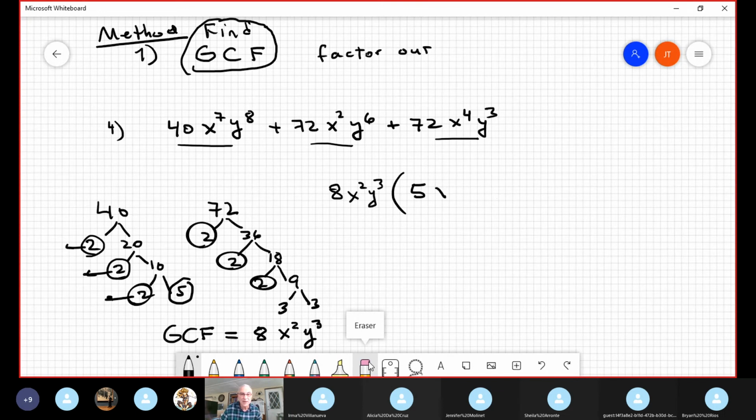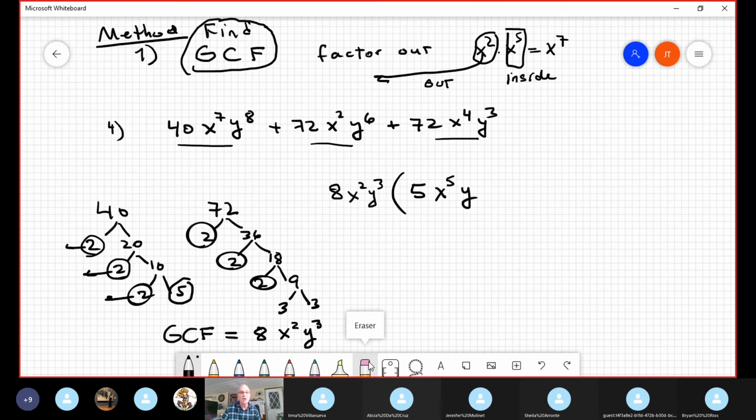And X, how many X stay inside? 3? No, 5. Because we have 7 total, and we factor out 2. Yeah, you know X squared times X to the 5th power is X to the 7. See, these 2 were part of the GCF you took out, and 5 stay inside. And what about Y? How many Y? It's 5.